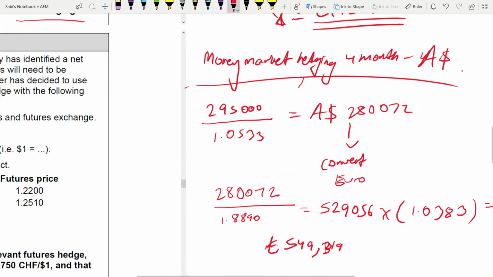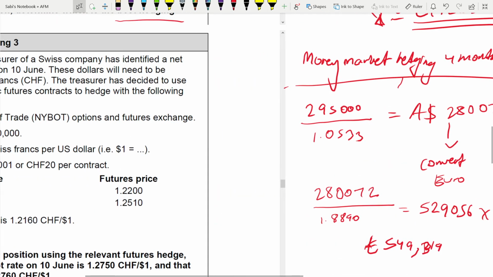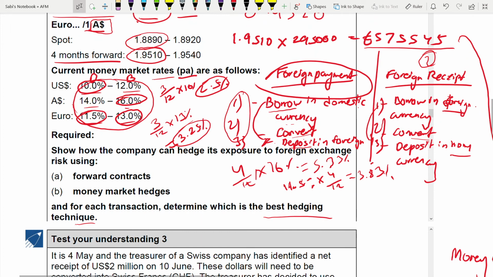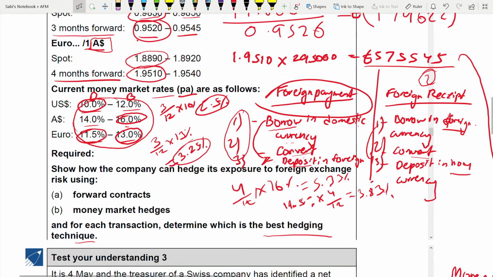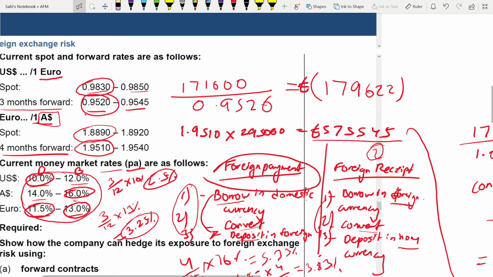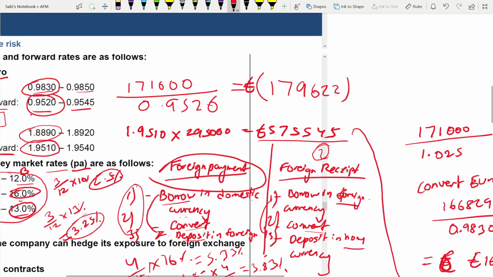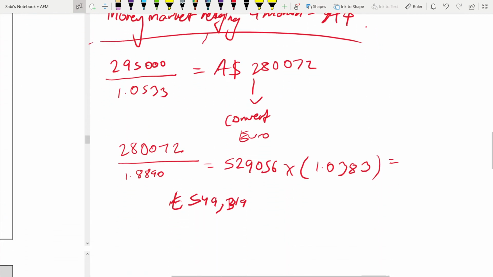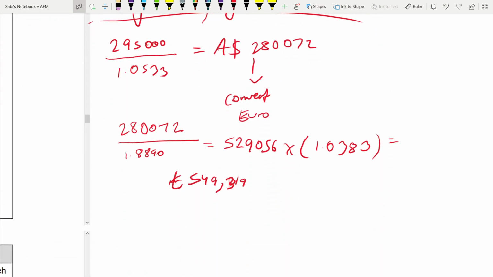Now let us go to forward for the 4 month. It was 575,545. This time forward is giving you the higher receipt. If you see, this is lower. So now you need to say which one is giving you the better.